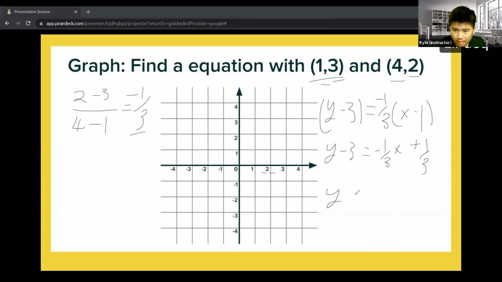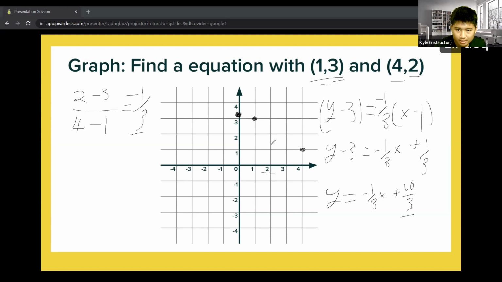And in the end, we get an equation that is like this. So now let's draw this out. So we have the y-intercept. The y-intercept is at 10 over 3. So this would be a bit more than 3, so about right here. And then we know the points that there is (1, 3) here and (4, 2) here.